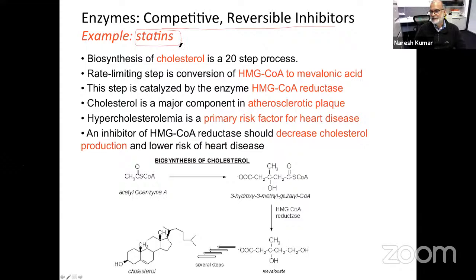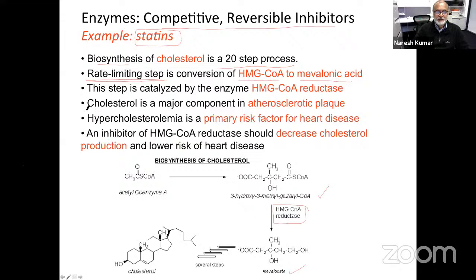And cholesterol biosynthesis in the body is a complicated process. There are about 20 steps involved in biosynthesis of cholesterol in the body. But one of the rate limiting steps, the key step in the biosynthesis of cholesterol, is the conversion of this molecule, HMG-CoA, to mevalonic acid. And the structures are presented here. This is mevalonic acid, and this is the structure of the HMG or hydroxymethylglutaryl CoA. And the enzyme that is involved in this key step is called HMG-CoA reductase. That's the key enzyme which converts this molecule into mevalonic acid.